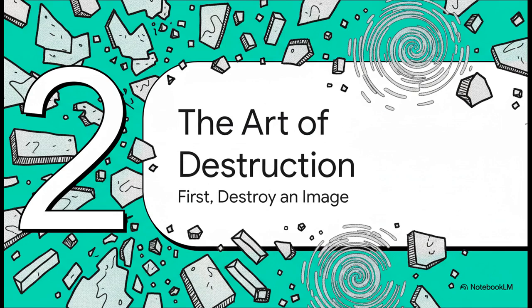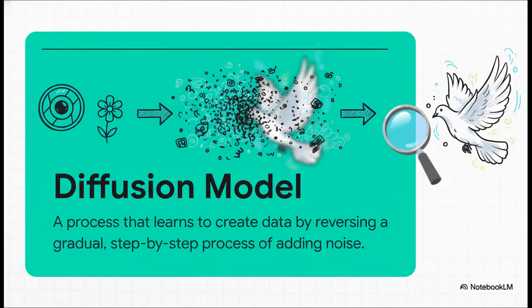All right, this is where things get really fun. To teach an AI how to create something beautiful, the researchers first had to teach it how to completely destroy it. Yeah, I know, it sounds totally backwards, but just stick with me, because this is the absolute core of how it all works. At its heart, a diffusion model is a surprisingly simple idea. It's a two-step dance. First, you take a perfect piece of data, like a photo, and you systematically wreck it by adding a little bit of noise over and over. Then, and this is the clever part, you train a neural network to learn how to perfectly reverse that process, to clean up the mess step by step.